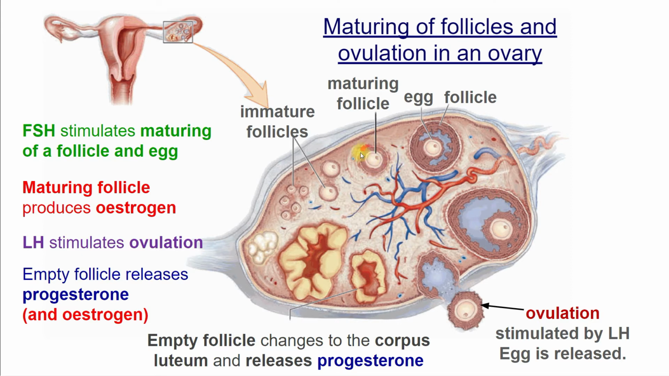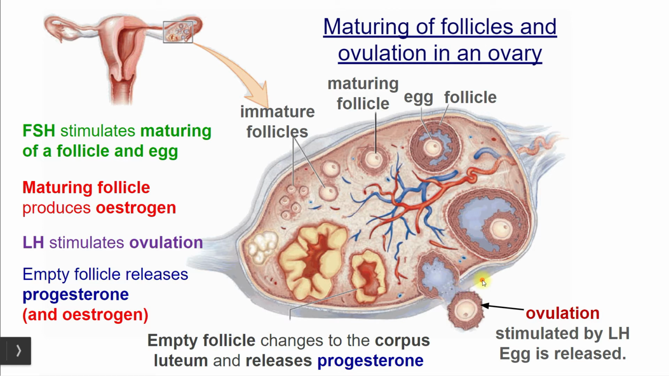Now these maturing follicles start to produce estrogen hormone. So as the follicle gets bigger, levels of estrogen increase. Now eventually, about halfway through the menstrual cycle, the levels of estrogen become really high and they stimulate the pituitary gland to release a big burst of LH hormone. Now LH is what causes the follicle to break open and release one egg.